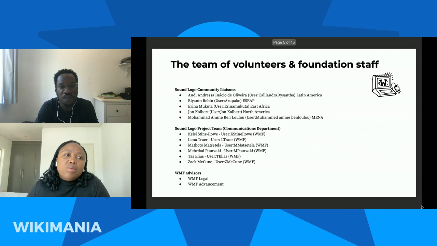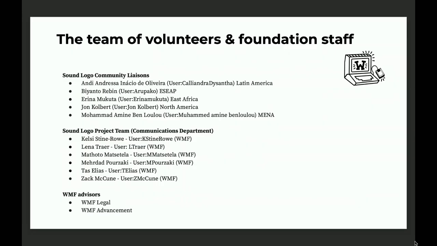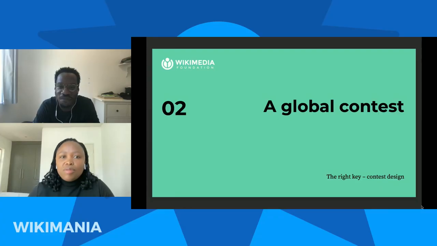The team behind the Sound Logo project is a big collaboration. We are incredibly happy to have a global set of community liaisons. I think they're on the call today. We also have staff from the foundation who are working on the project in various capacities, as well as supporters and advisors from department colleagues at the foundation. On the call, we might have many of your colleagues as organizers and volunteers: Andy, Bianto, Irina, John, and Mohammed. I'm sure they're saying hi in the chat. And I then pass on to Taz, who will share more about the global contest itself.